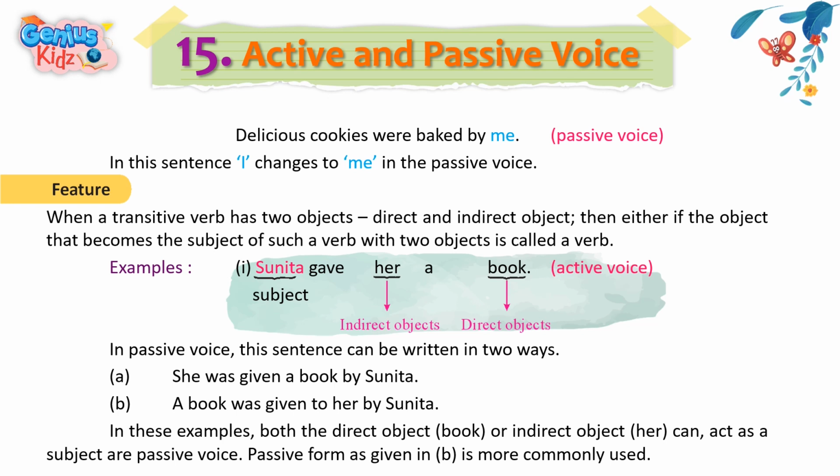A. She was given a book by Sunita. B. A book was given to her by Sunita. In these examples, either the direct object, book, or the indirect object, her, can act as the subject in the passive voice. The passive form given in B is more commonly used.